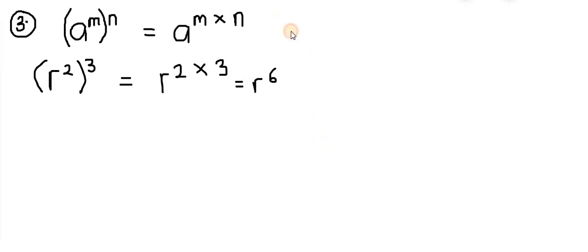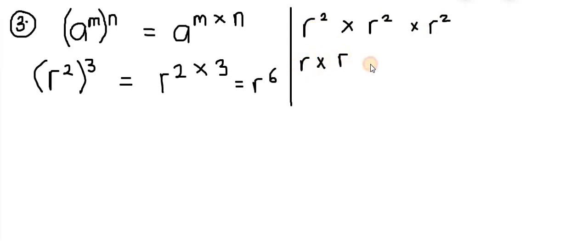Now, if you consider the long route, r to the power of 3 of r squared, meaning you multiply r squared 3 times, so that's r squared times r squared times r squared. And what's r squared? R times r times another r times r times another r times r. How many r's are we multiplying together? 1, 2, 3, 4, 5, 6. So that's r to the power of 6.